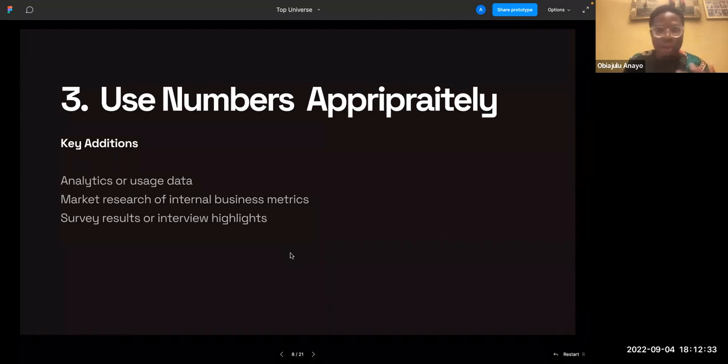Because most of the time, edtech solutions in Nigeria are delivered via the web or via a mobile app or a tablet, right? They're delivered over the internet. So you're trying to look at how many Nigerians have a mobile phone, or how many people can afford that, right? So these are some of the things that you need to be able to analyze by using numbers appropriately, right?